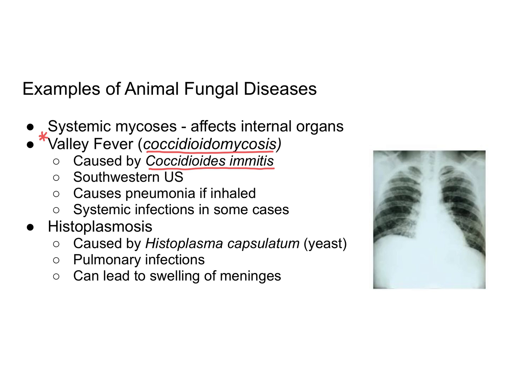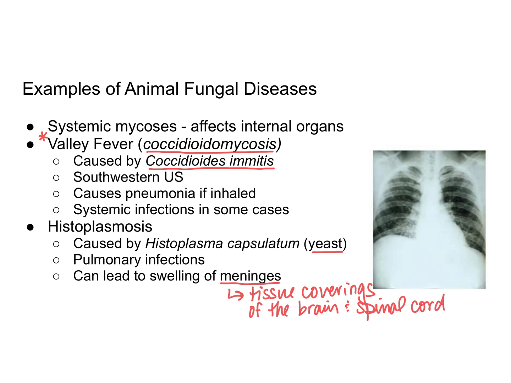Histoplasmosis is another disease caused by a fungus. In this case, it's a yeast infection, and it can cause pulmonary infections that can also lead to swelling of the meninges. And the meninges are these tissue coatings or coverings of the central nervous system, which includes the brain and spinal cord. And this can form a sort of meningitis. So itis just means inflammation. So meningitis just means that the meninges, or these coverings of the brain and spinal cord, are inflamed.